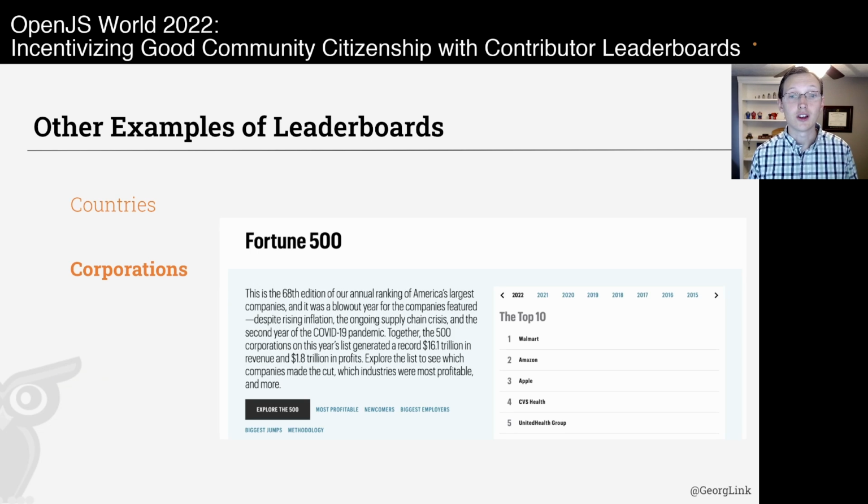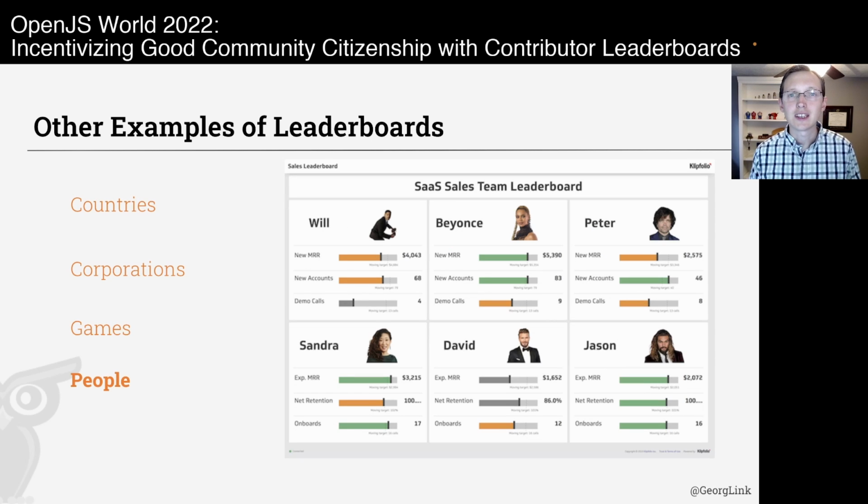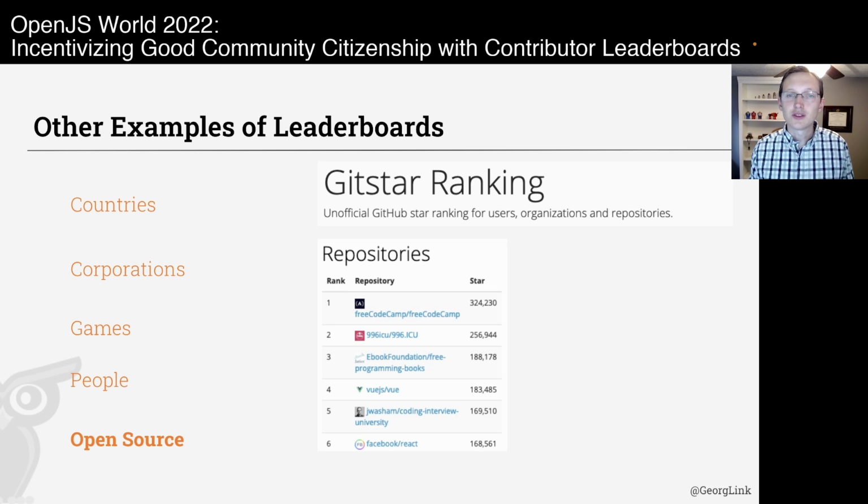Or companies are ranked based on their size, their revenue, and how big those companies are in the Fortune 500. Or we can have rankings of mobile games, or in sales teams, we can have people being ranked by how well they are performing. Or in open source, we also have rankings like GitHub stars.